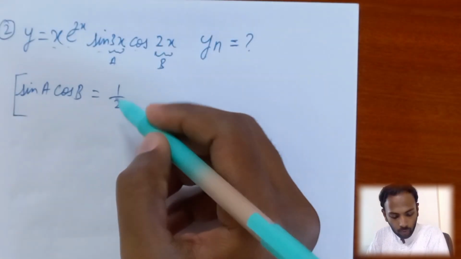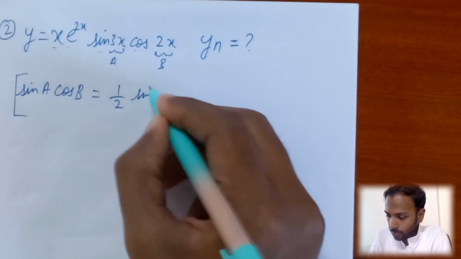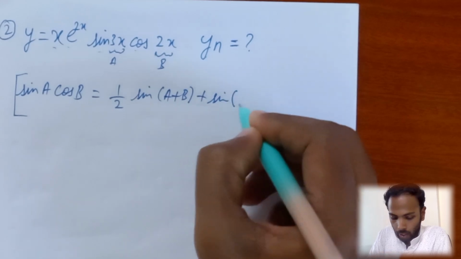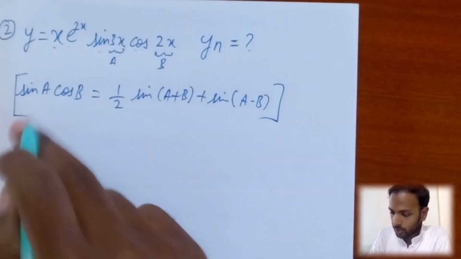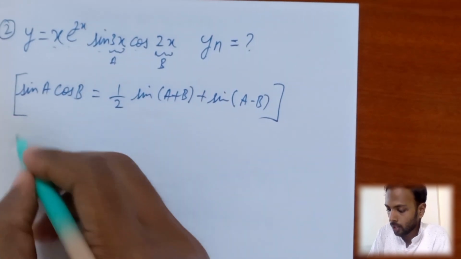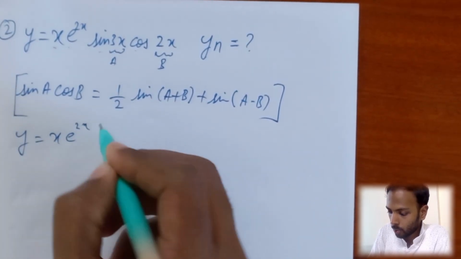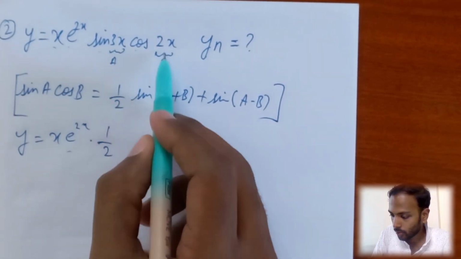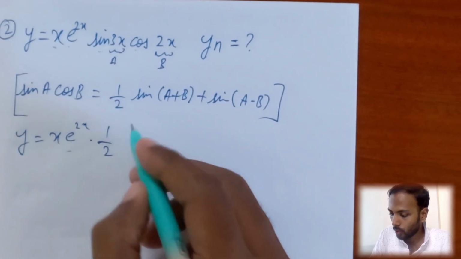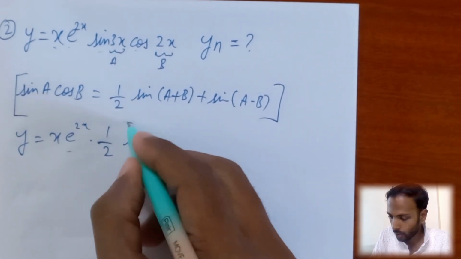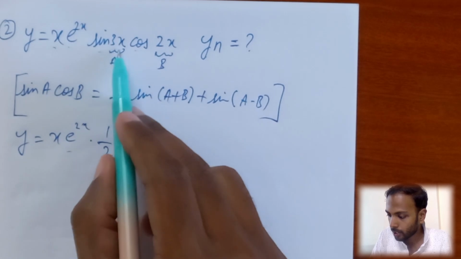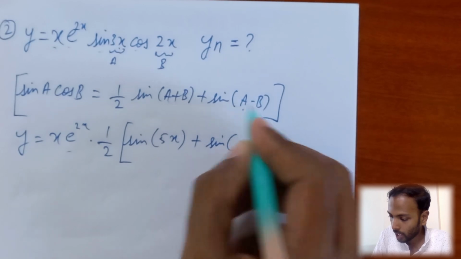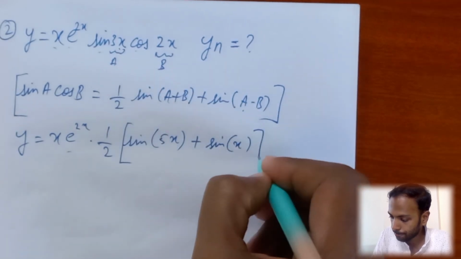The formula says sine A cos B is 1 by 2 into sine of a plus b plus sine of a minus b. Let's apply this here. So y will become x e power 2x as it is, into 1 by 2 into sine of a plus b, 3x plus 2x is 5x, plus sine of a minus b, 3x minus 2x is x.